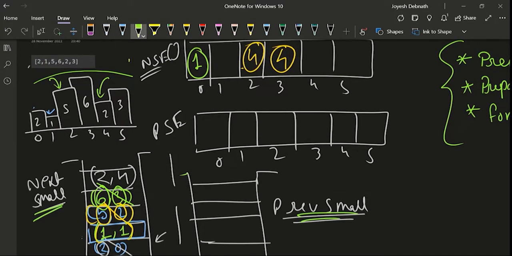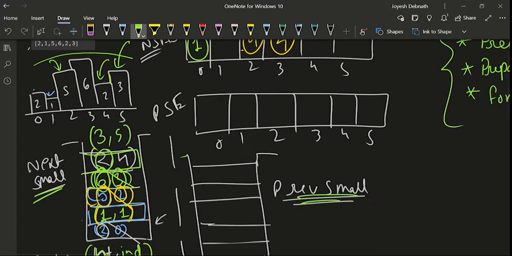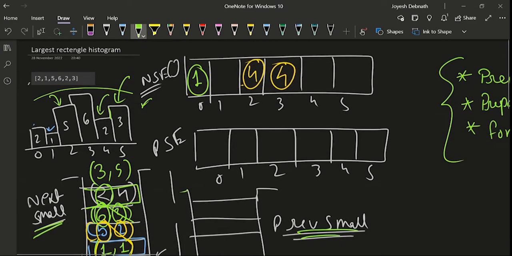Then we'll move on to the next block, which is 3, and we can see that 3 is not lesser than the existing element on the stack, that is 2. So we will enter 3 comma 5 in the stack, and eventually we come to an end, and all those indexes where there is nothing in the next smaller, we can enter the length of the histogram, which is 6.